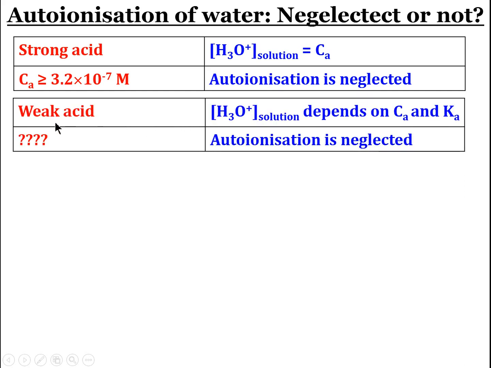In case of the weak acid, the dissociation is partial, so the concentration of H3O+ in the solution depends on the initial concentration of this weak acid and on its strength that can be known from the value of Ka. So the question now, when can we neglect the autoionization of water in case of weak acid?